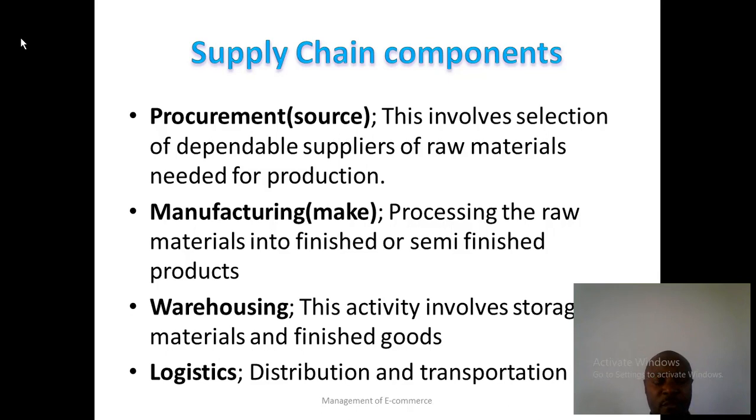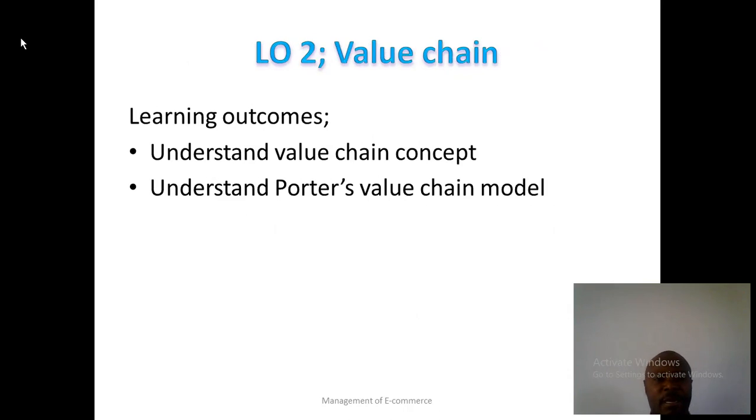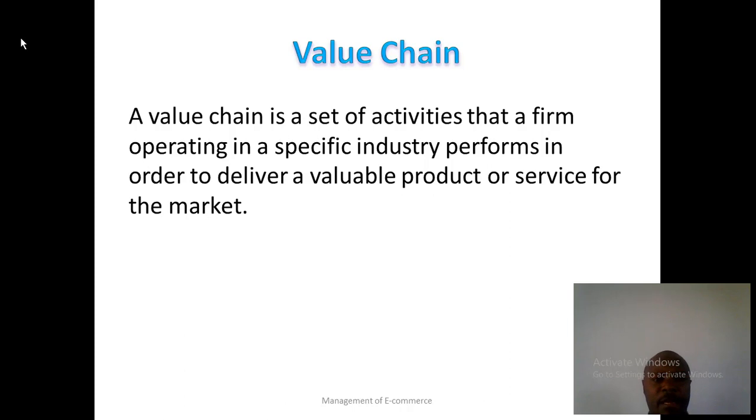Now let's move on to learning outcome 2. We are going to discuss the value chain. And here we want to understand the concept of value chain. We also want to understand Porter's value chain model. A value chain is a set of activities that a firm operating in a specific industry performs in order to deliver a valuable product or a service for the market.